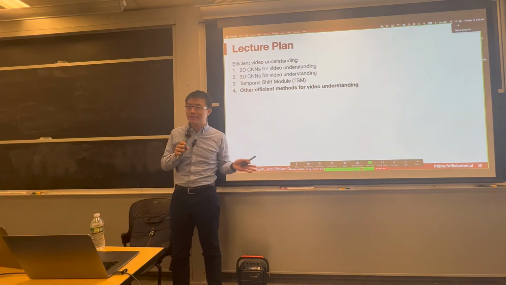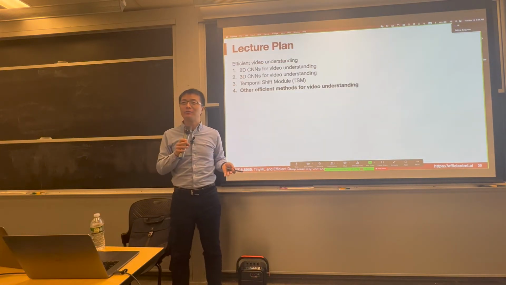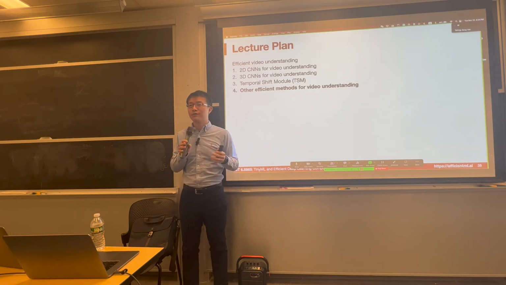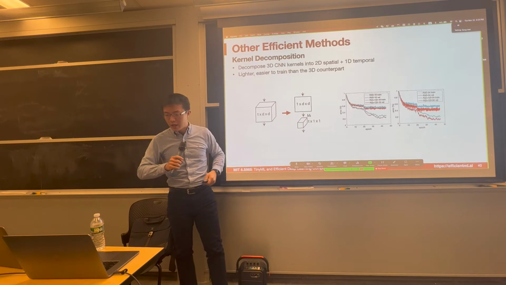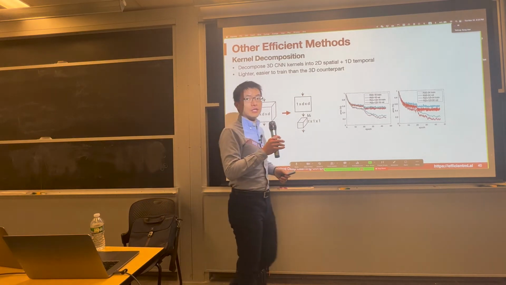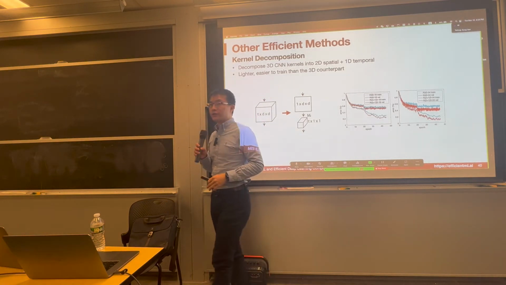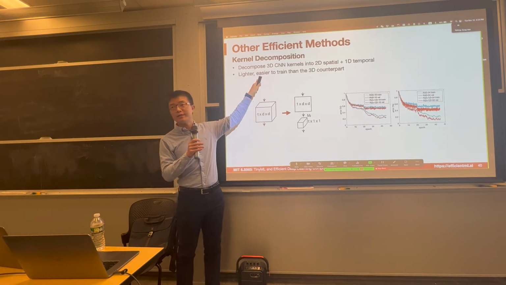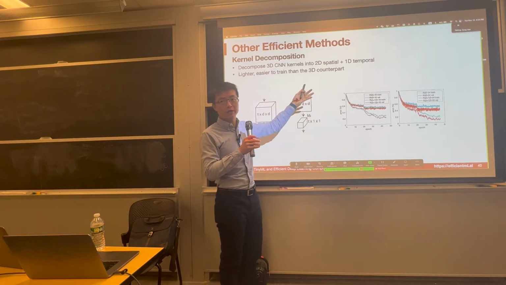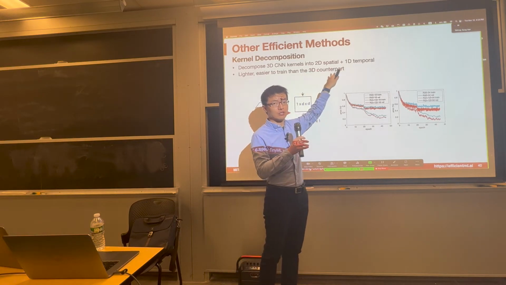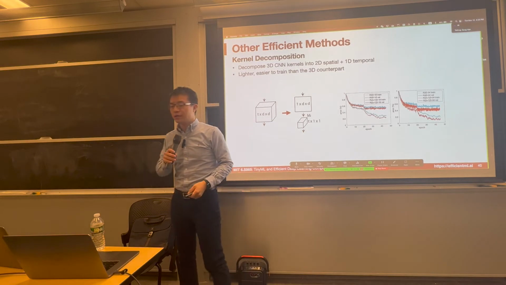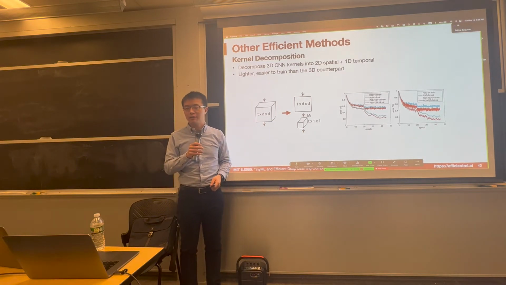After introducing 2D CNN, 3D CNN, and the temporal shift module, let's look at other efficient methods for efficient video understanding. Just like SVD for 2D scenes, we can also do a kernel decomposition, right? To decompose a 3D CNN kernel into two parts. One is the 2D for spatial modeling. The other is the 1D for temporal modeling, right?